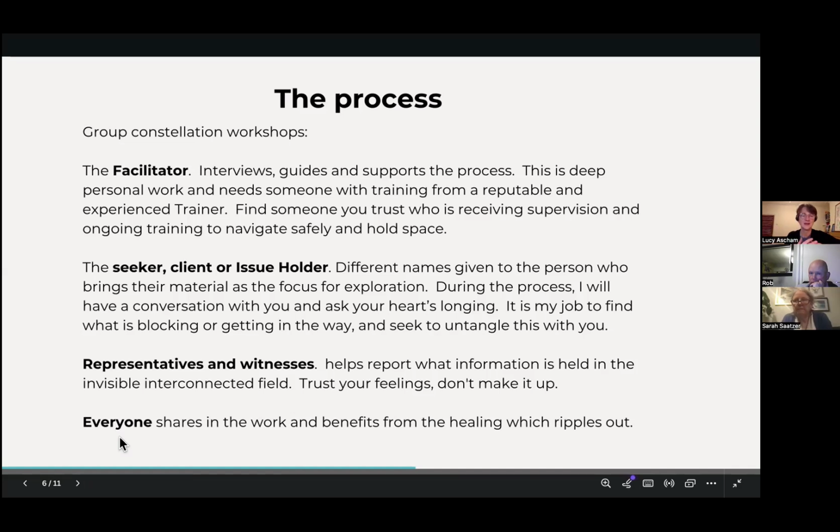Then there's the seeker, client, or issue holder. Different names, but they're the person who brings their own unresolved material to focus on. We can do that in person with one person, or with a small group. We can work online with one person or a group. The technology doesn't make so much difference. It's more about the process and the trust between the facilitator and the issue holder.